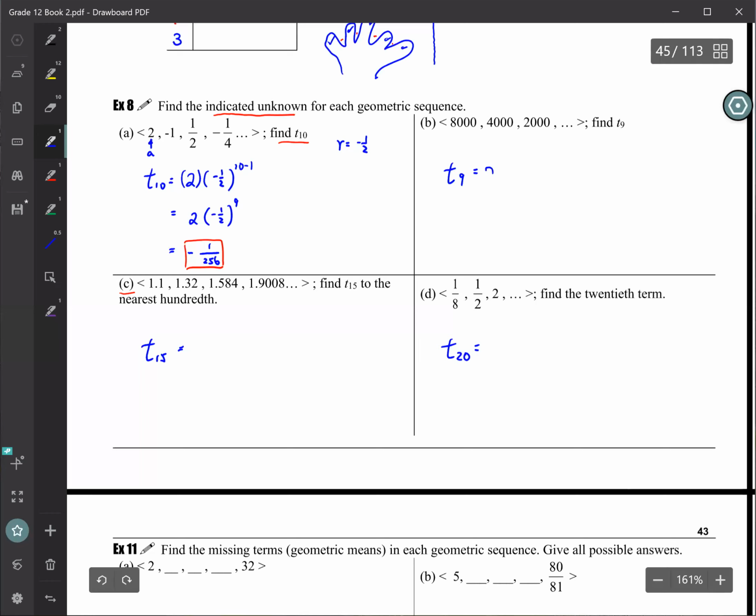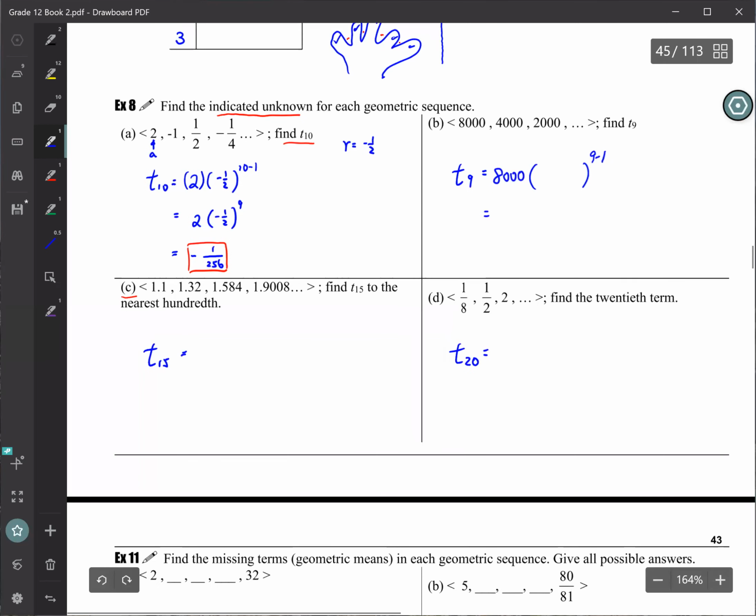For question B, I'll show the setup first. A times the ratio to the 9 minus 1. Okay, Eric, what's the ratio for B? 1/2. Yep, very good. 4,000 over 8,000.